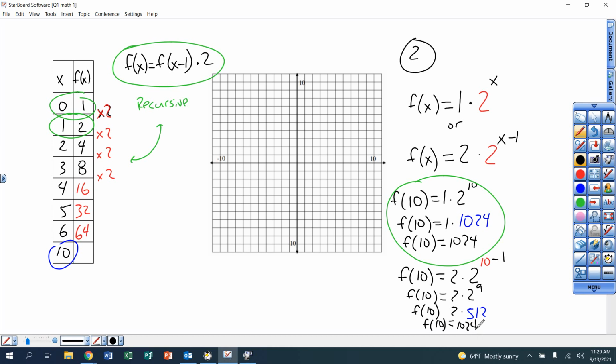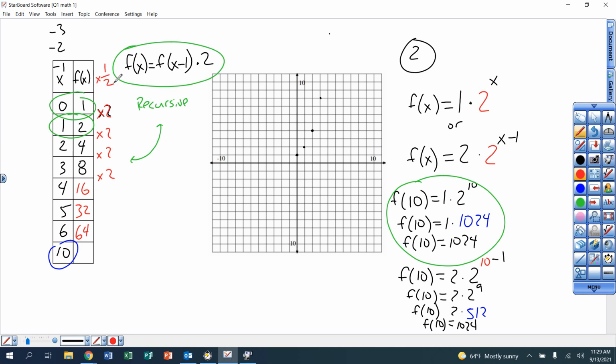So graphing these, 0, 1 right here. Over 1, up 2. Over 2, up 4. You can see the increase. Over 3, up 8. You can see that big increase. Over 4, up 16 will be here. But then all the small numbers go to negative 1 for x, negative 2 for x, and negative 3 for x. Remember, dividing by 2 is the same as multiplying by the reciprocal, timesing by a half.